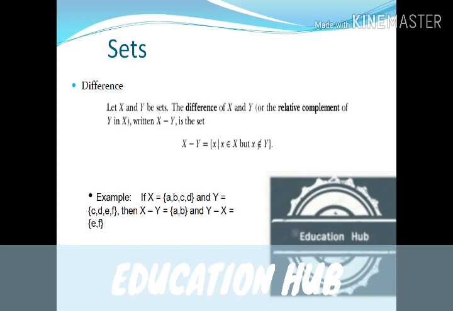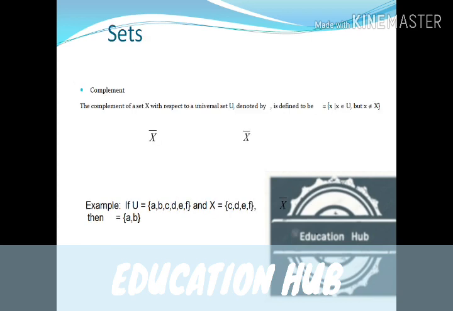Now the difference is the set whose values belong to set A but not to B. That means the value should be in X but not in Y. Here the complement means what is in the universal set but not in set X; that is X complement. See here, the universe is given as A, B, C, D, E, F and X is C, D, E, F. So X complement should be A, B, that is not in X. It is in the universal set but not in X.